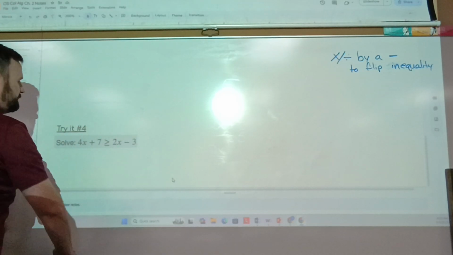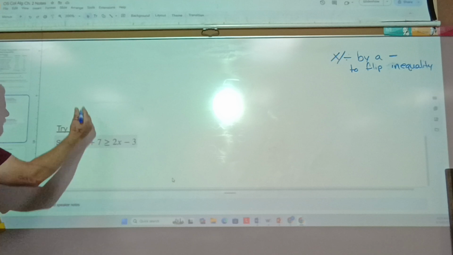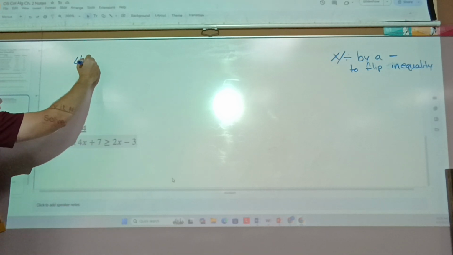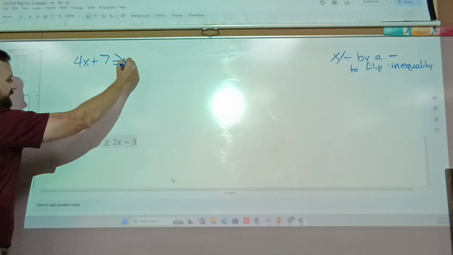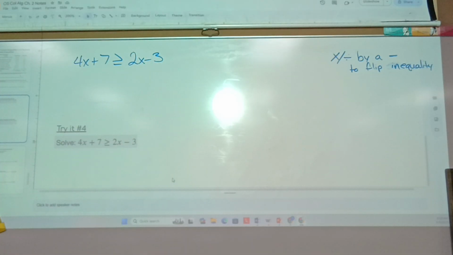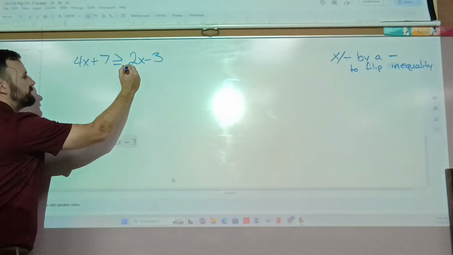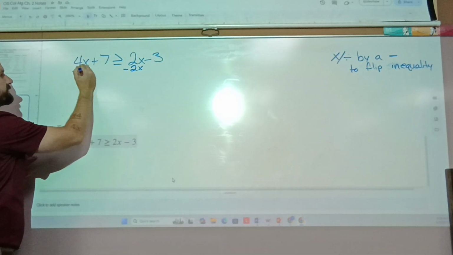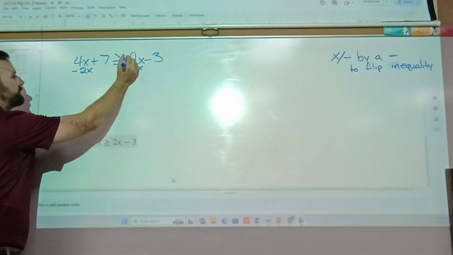All right. So how would you do one like number 4? I'm just going to put it up here because we have an x on both sides of the equation. Do I do anything different than what I would do if there's an equal on this one? Absolutely not. Treat it just like an equality, right? First thing I would do is I'd move over that 2x, right?